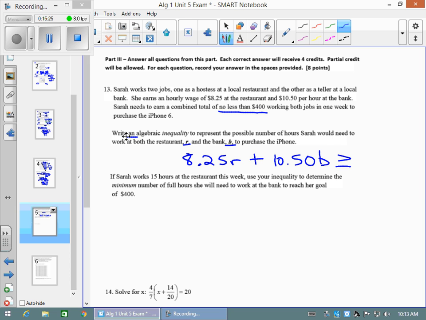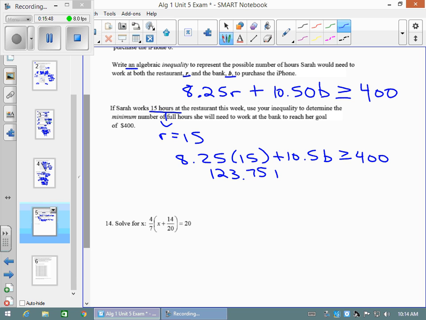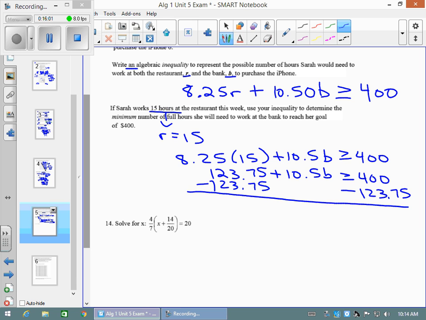Now they're telling you Sarah works 15 hours at the restaurant. So that means R equals 15. So in your inequality, you're plugging in 15 for R. And then you want to simplify. So 8.25 times 15 is 123.75. You want to isolate your variable, which is B. So I'm going to subtract 123.75 from both sides. So 10.50B is greater than or equal to 276.25.